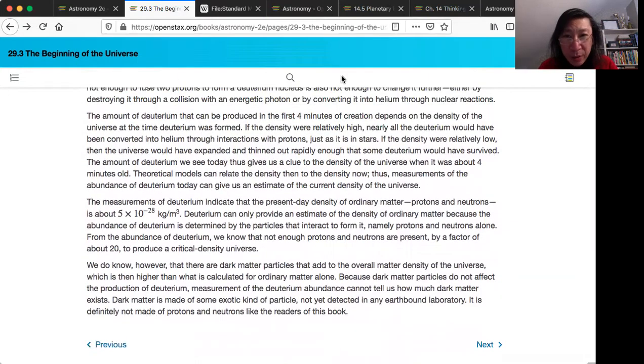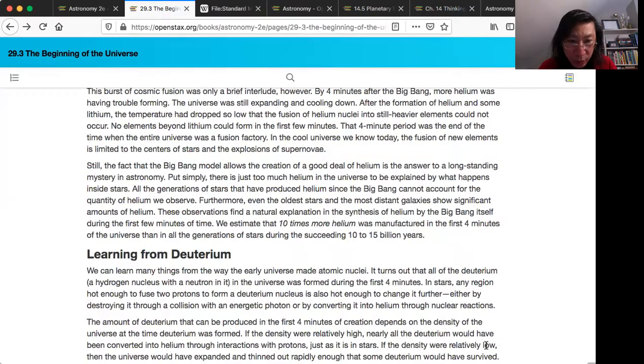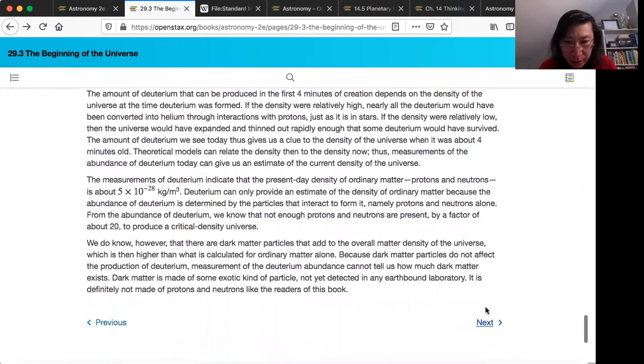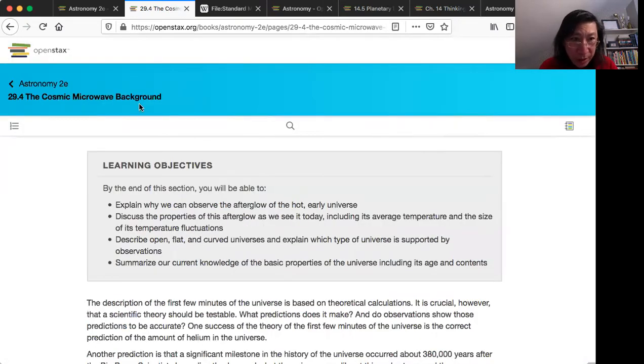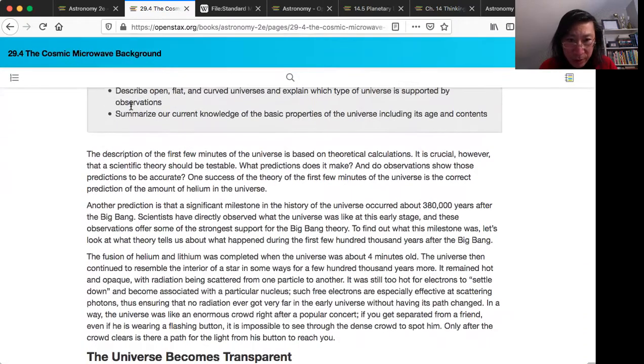But the beginning of the universe and that history is an extremely interesting and important part of how we understand how the universe works today. All right, so read that part. I'm going to advance a little further, if I can, to the next part. See, this part talks about the cosmic microwave background.